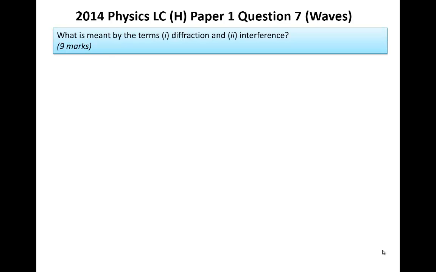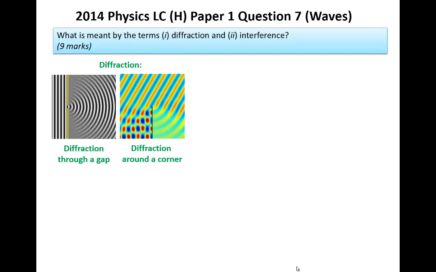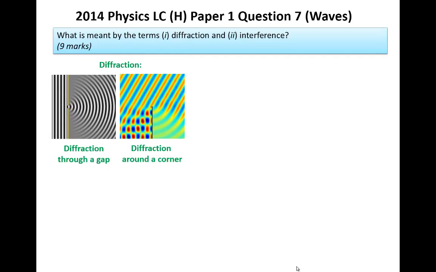First part here asks you what's meant by the terms diffraction and interference. Okay, let's start with diffraction. It's waves going through a gap and spreading out. And this happens either going through a gap, going around a corner like that, or going around a very small object.